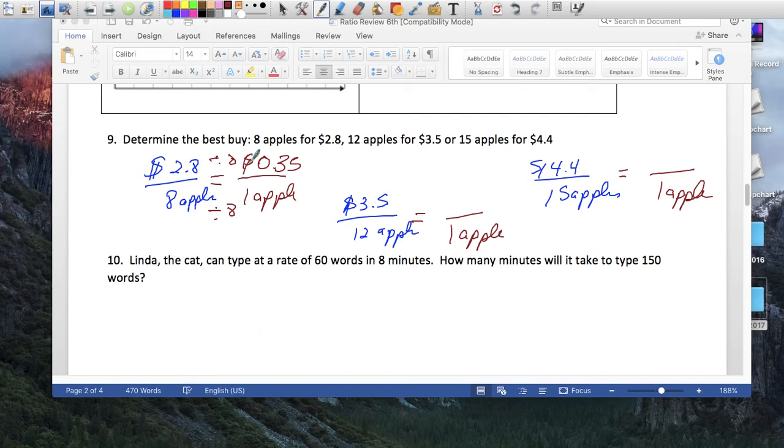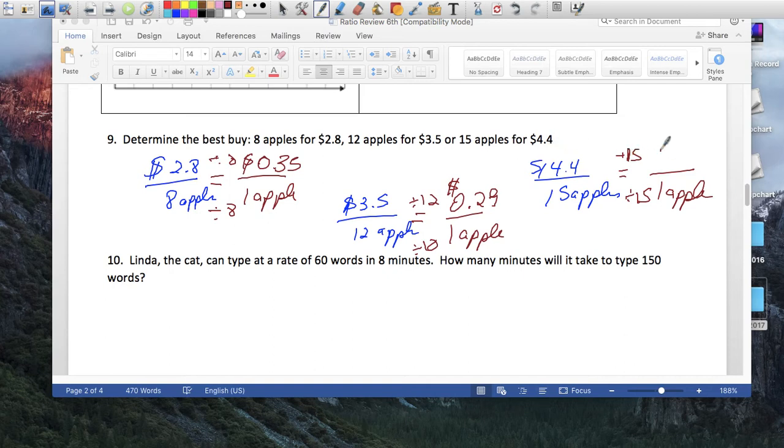12 divided by 12 gave you 1, so I'm going to divide the top by 12. So 3.5 divided by 12 is 0.29. On the calculator, you're going to have a big long decimal that rounds to this. Remember, 2 decimal places. And then the last one is 15 apples. So I'm going to divide that by 15. I'll divide the top by 15. And you're going to get 4.4 divided by 15, and that's going to be 0.29.